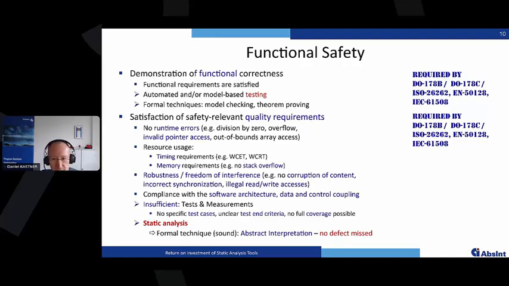And you can see that all these safety norms also require to take into account certain safety relevant quality requirements, in the old days termed non-functional requirements, because they were not specific to a particular function. Instead, they more or less universally apply. Like, for example, the software should not crash because of runtime errors, like division by zero, buffer overflows, numeric overflows, all kinds of other pointer problems. There is a topic of resource usage.